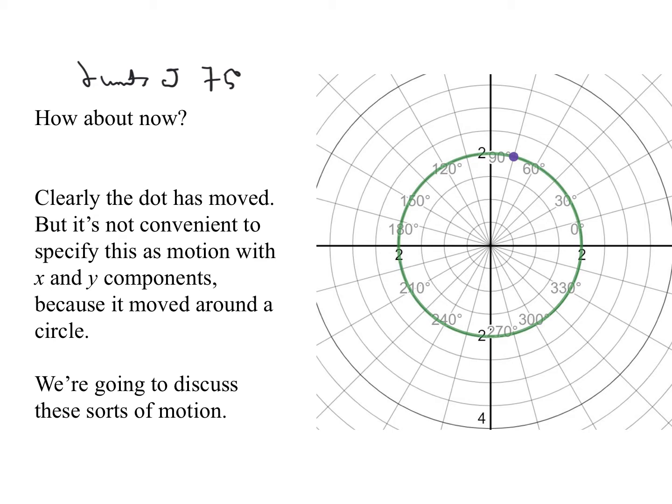Clearly the dot has moved, but it's not convenient to specify this motion as motion with x and y components, where you say that it moved over some amount and up, because it's moving along a circle. So we're constrained to the circle. We'd like to take advantage of that constraint, and we're going to discuss these kinds of motion.